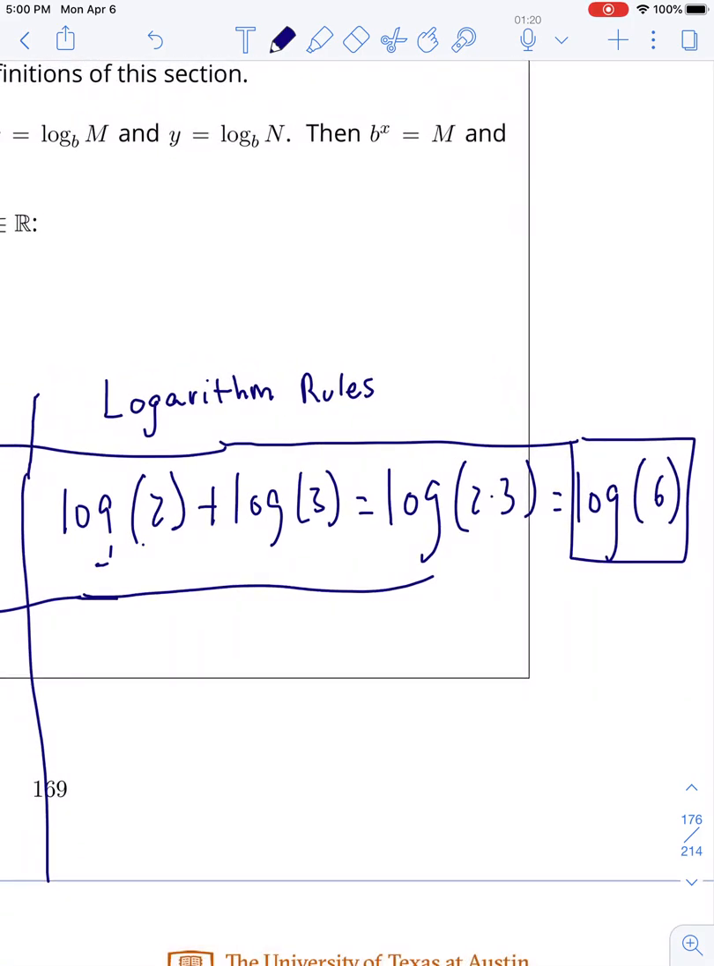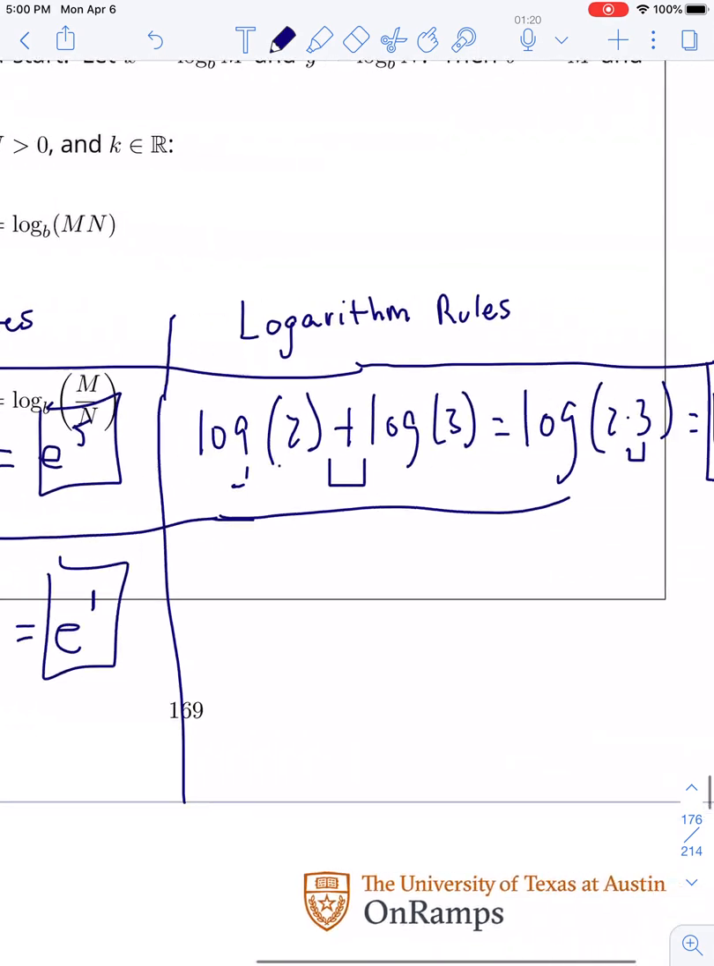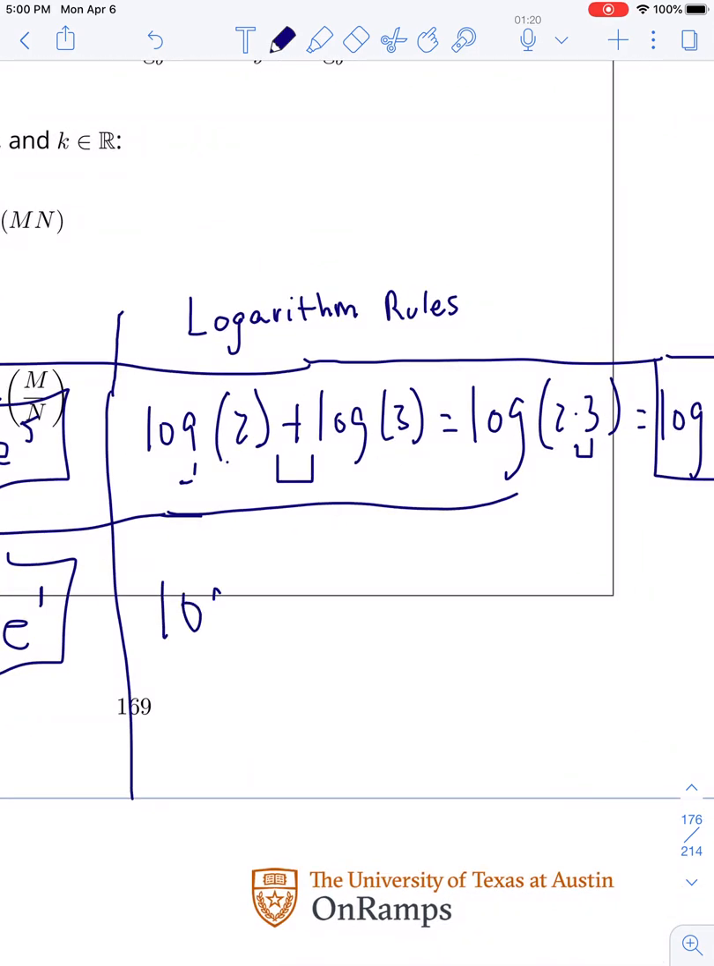See how that kind of worked out? The inverse from exponential to log is if you see addition, you multiply. So then if we try this example with subtraction now, log 2 minus log 3.